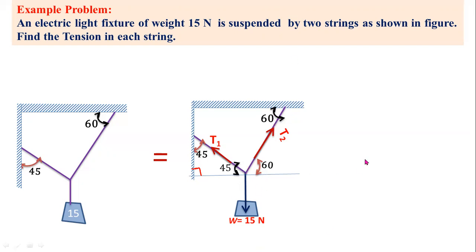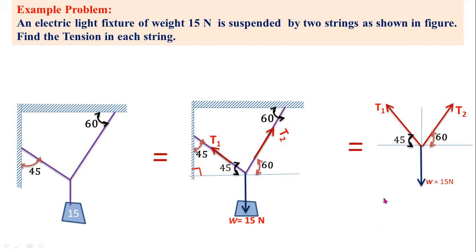Now you have to consider forces only. This is the reference axis, horizontal and vertical axis. This is the self weight W equal to 15 newtons vertically downward. Now you have to consider these T1 and T2 forces as they are. After that, you have to consider the horizontal angles, 45 degrees and 60 degrees. Now this is the final free body diagram for this problem. Now you have to consider this diagram for applying Lami's equation.